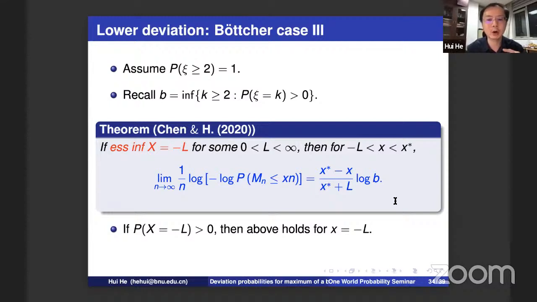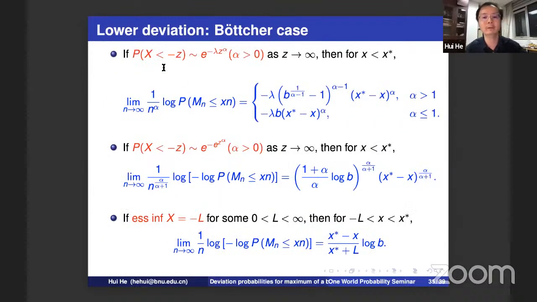To summarize, I list all those three results on this next slide. So first, if the left tail of the step size decays at this rate, that is an exponential rate, then the lower deviation probability also decays exponentially with the rate function over n to the alpha. And if the left tail of the step size decays double exponentially, then the lower deviation probability also decays double exponentially, right? With this rate function. And again, if x is bounded below, then this lower deviation probability also decays double exponentially with the rate function 1 over n here.